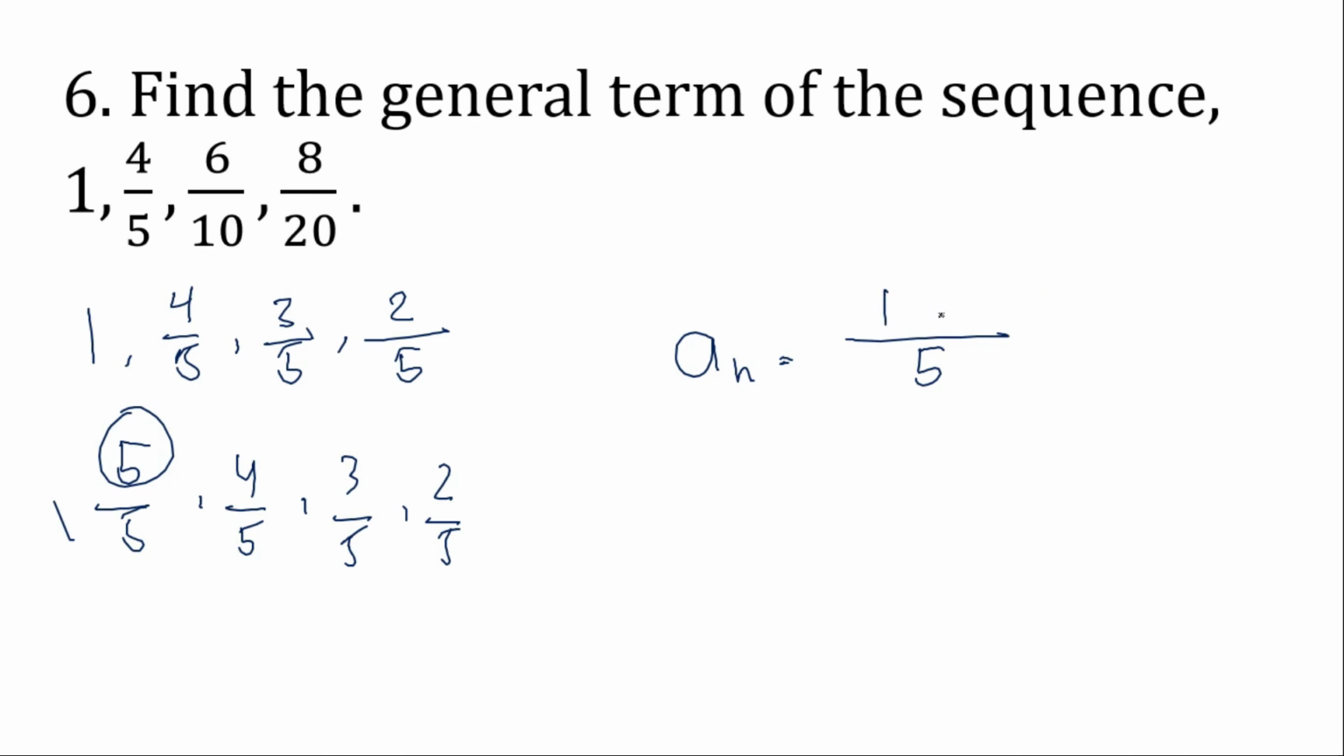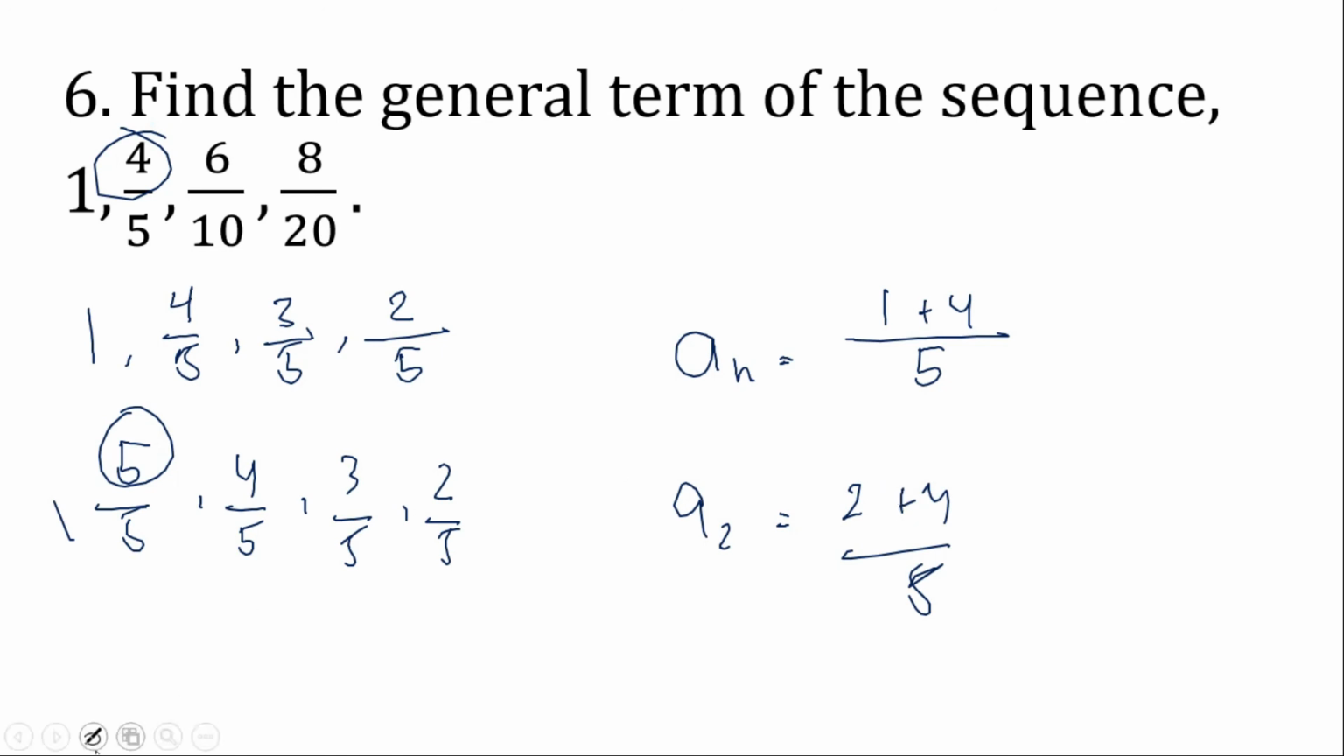So what are we going to do to 1 to make it 5? I will add 4. So 1 plus 4 is 5, and 5 divided by 5 is 1. But take note, if we change it into 2, can we get the second term? Let's try this: a sub 2 is equal to 2 plus 4 over 5. 2 plus 4 is 6 over 5. So that is different from our second term, because our second term is 4 over 5.